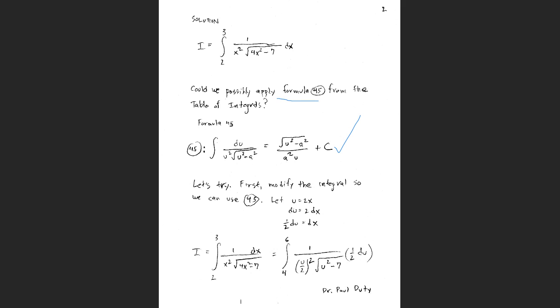Incidentally, if you look at Formula 44, hold on here. Yeah, well, that won't work. Okay, here's Formula 45. So what we're going to do is we're going to let u equal 2 times x. Okay, and then dx will be 1/2 du.